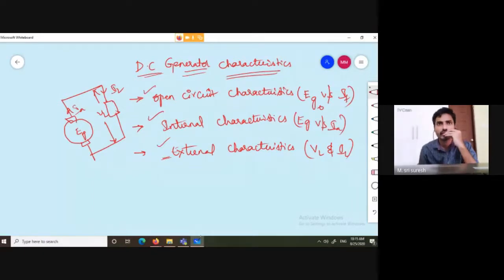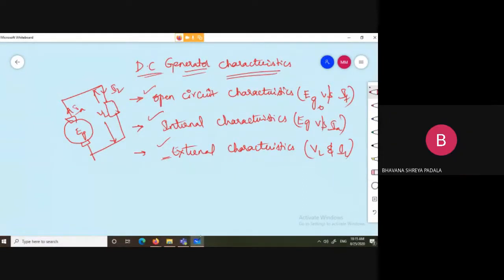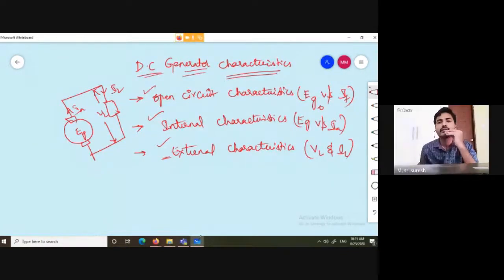We have already discussed the types of DC generators in the last class. So can anyone say the types of DC generators based on excitation? Classify. Self and separately excited. So first we will see the three characteristics for the separately excited generator. Now we'll discuss the separately excited DC generator characteristics.